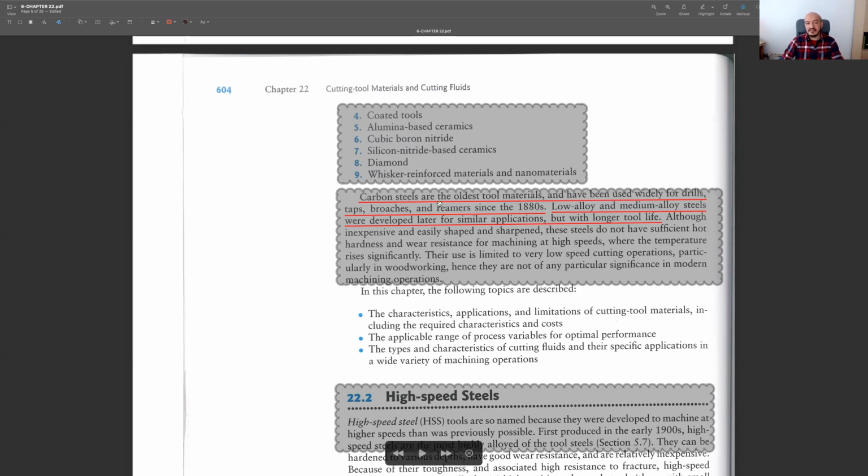And as I mentioned, carbon tool steels are the oldest one, and people started to use them around the 1880s. They were used in main machining operations like drilling, tapping, broaching, reaming, and some maybe simpler turning operations. But these days, we don't prefer to use them even in simpler machining operations.